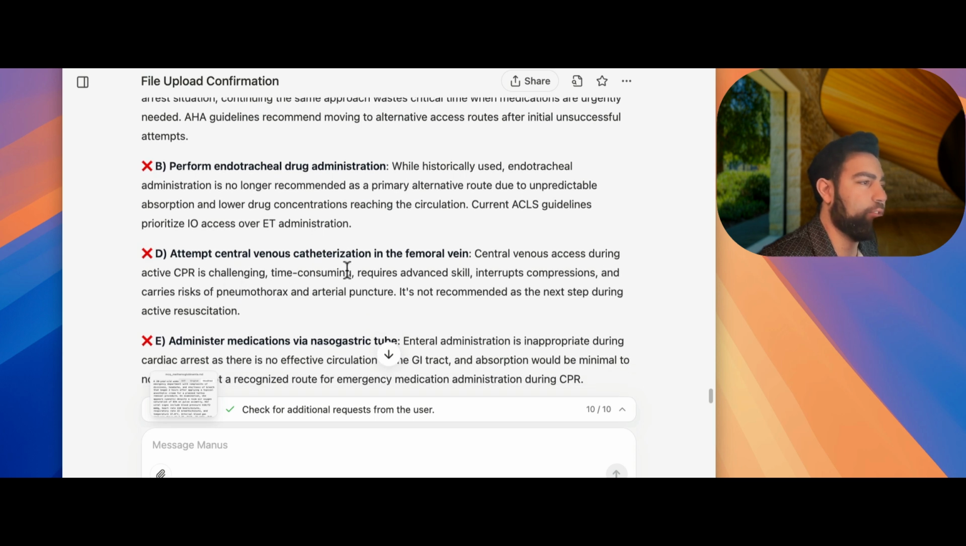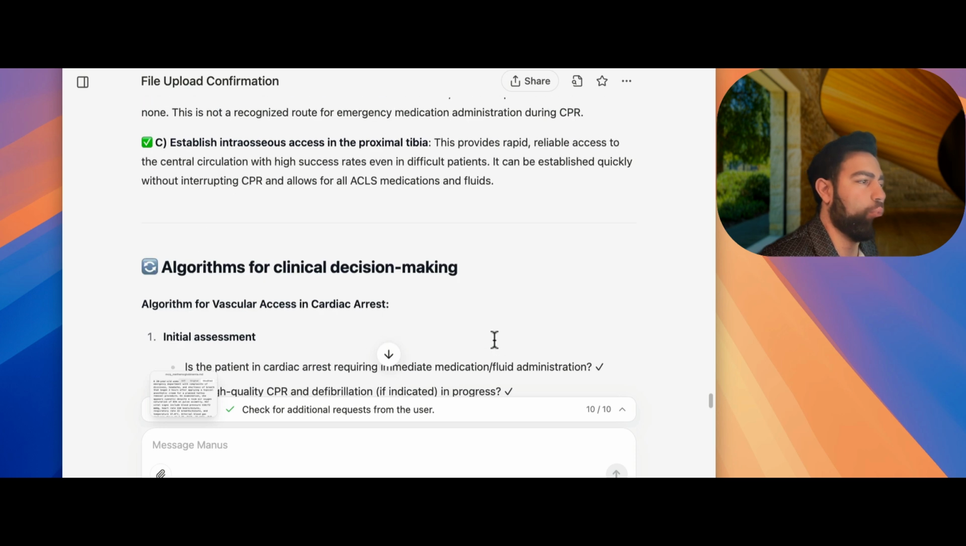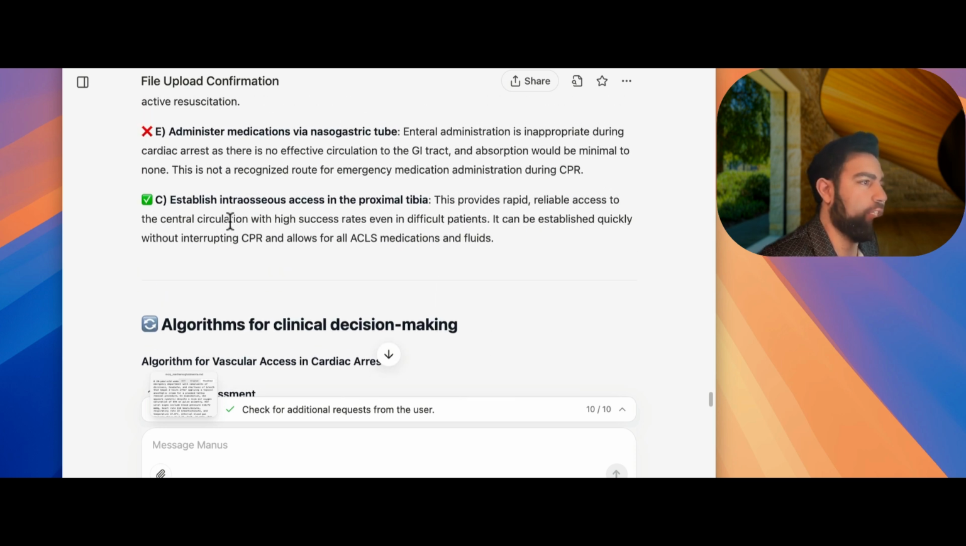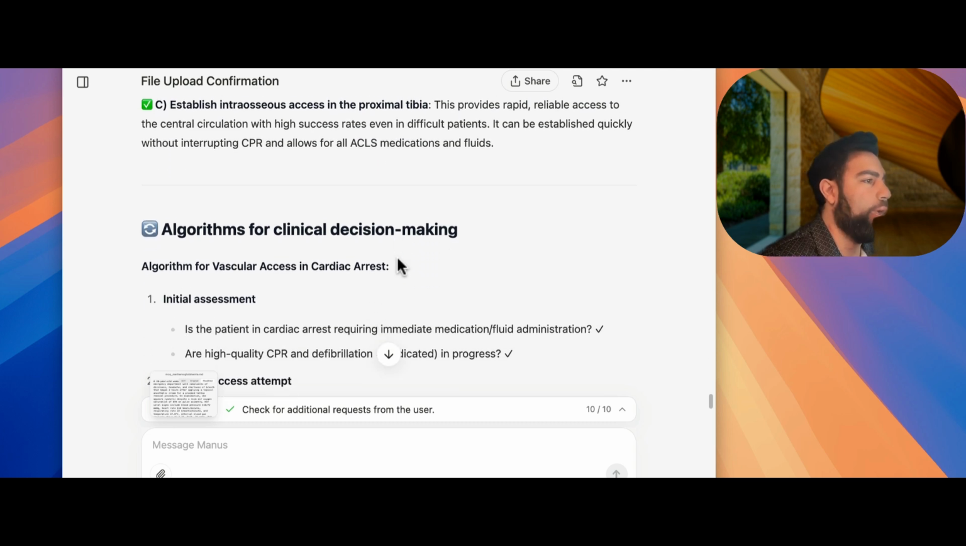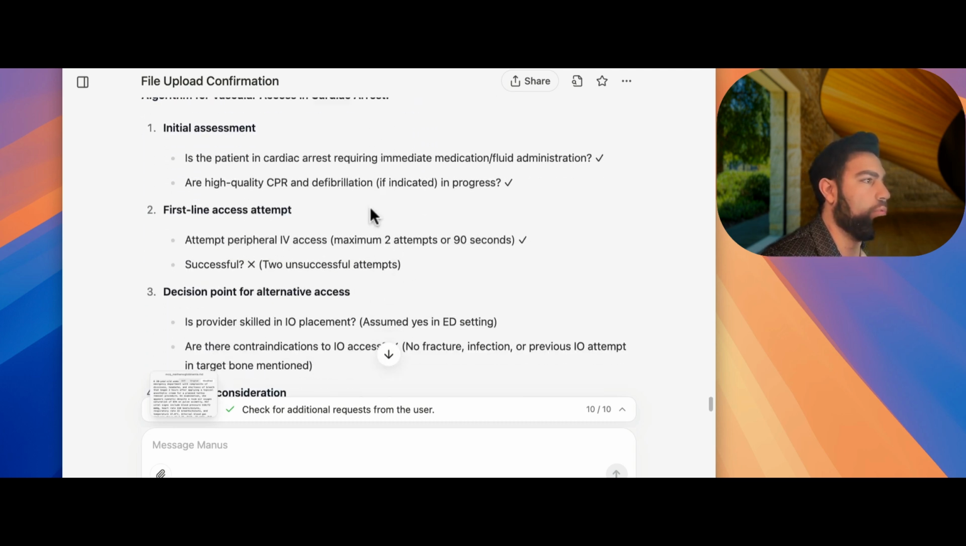Attempting central venous catheterization in the femoral vein, not really bad. Again, if they're doing CPR though, and you need it right away, it may not be the fastest way. And then establishing the access in the proximal tibia provides rapid, reliable access to central circulation with a high success rate. You can do that while they're doing CPR. And just kind of algorithms.